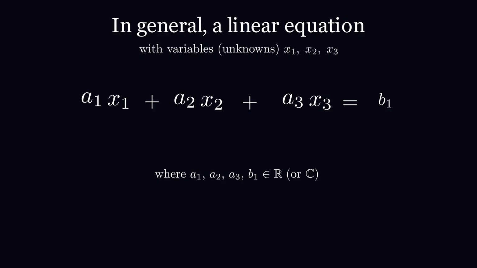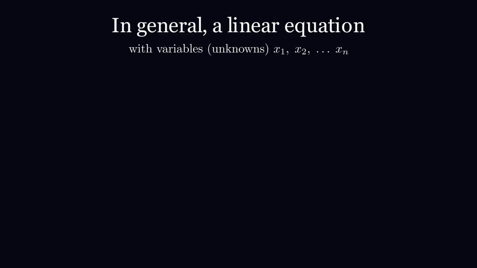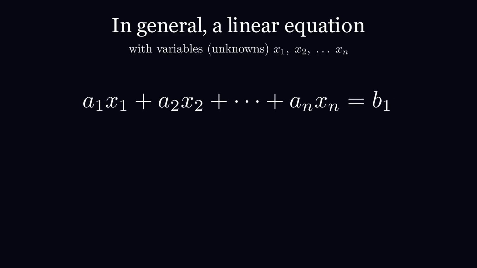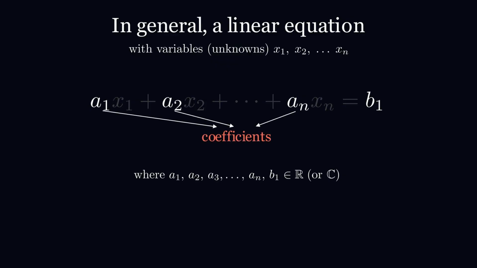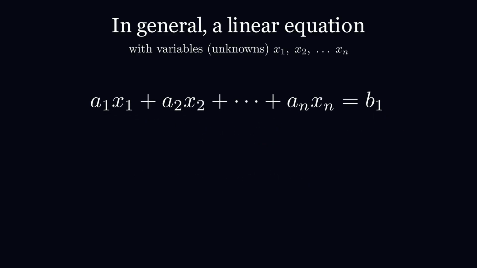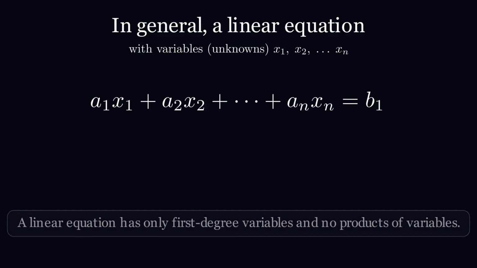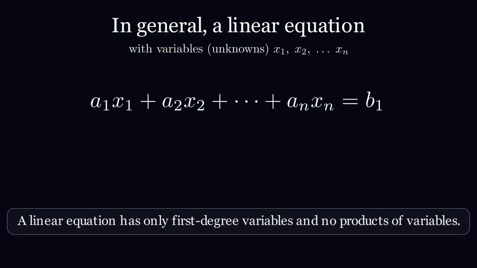And more generally, a linear equation with n variables looks like this. Here, the numbers or the scalars a1 up to an are called coefficients, and b is the constant term. So we have a weighted combination of variables. Here, the word linear means that the variables appear only to the first power. We don't have square roots of variables, and we don't have products like x1 times x2.